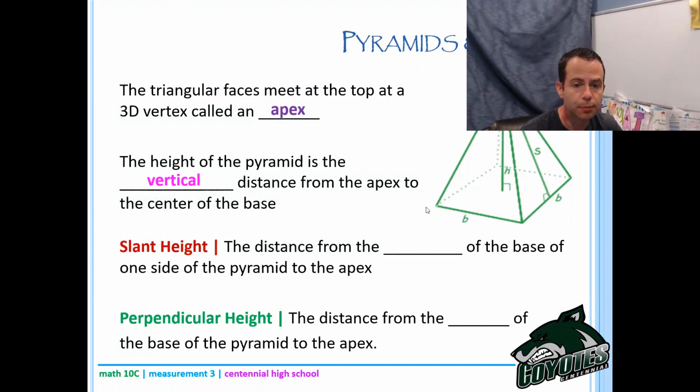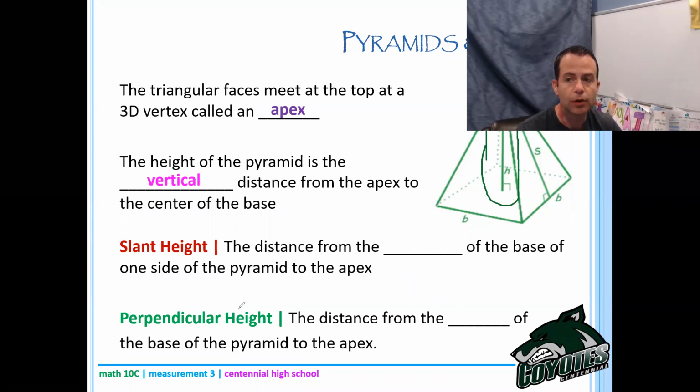I'm just going to circle this for you. It would be this guy right here. That would be the height of the pyramid. Now, what I need to talk to you more about is this guy right here, which you'll notice that I've marked with an S. The S stands for slant height.